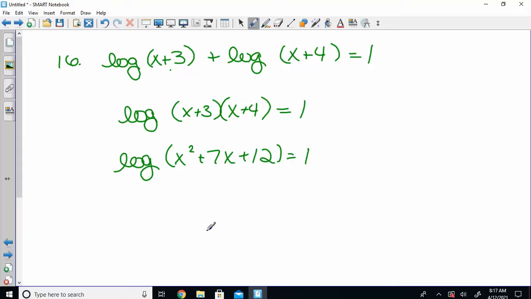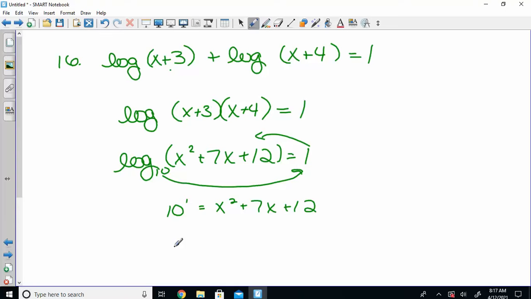Alright, then we have two options. If there is a log on each side, then we can drop it. If it's a log on only one side, we have to change to exponential. What's the base on a log if it's not written? If it's ln, what's the base? Good. So this is 10 to the first. Quadratic, so set equal to 0.